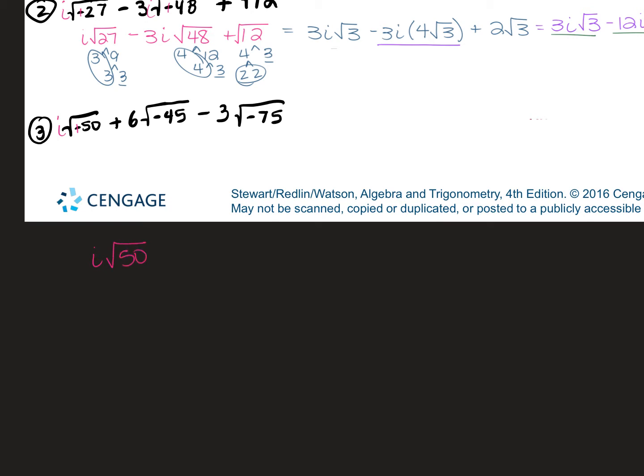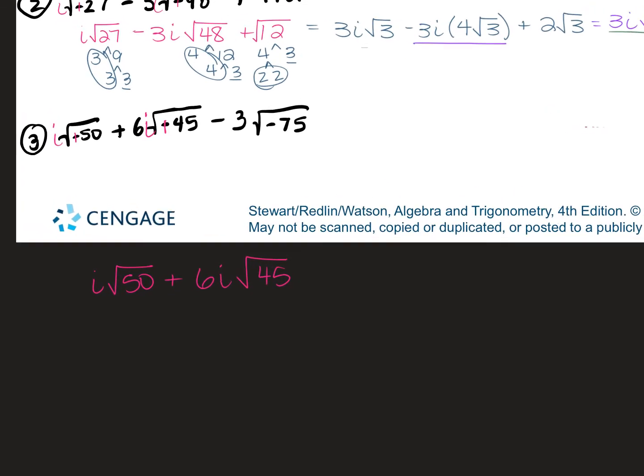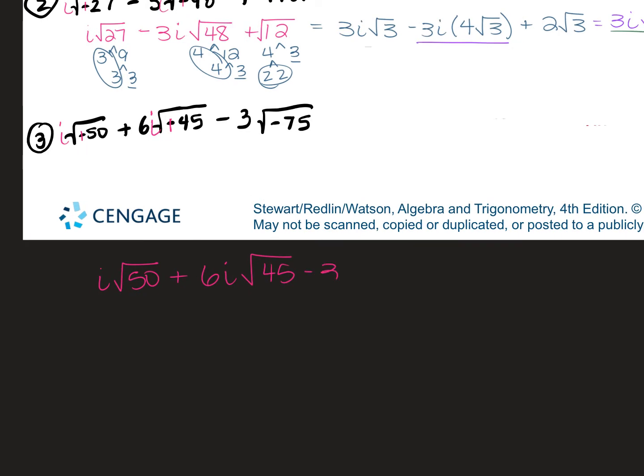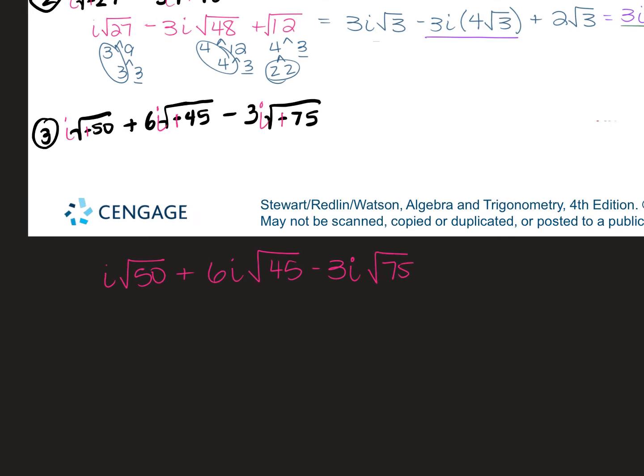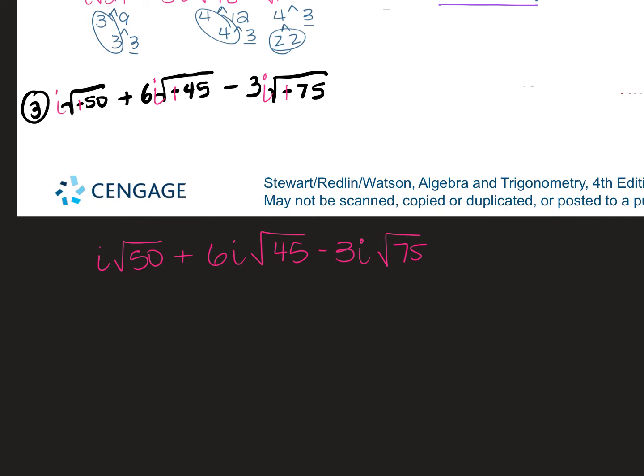Then we have the 6 times the square root of negative 45. So that negative would come out, represent it with i. So that's 6i square root 45. Then we have the negative 3 times the square root of negative 75. So that negative will come out, represent it with i. And then you have the positive square root of 75. From here, you are going to simplify those radicals.